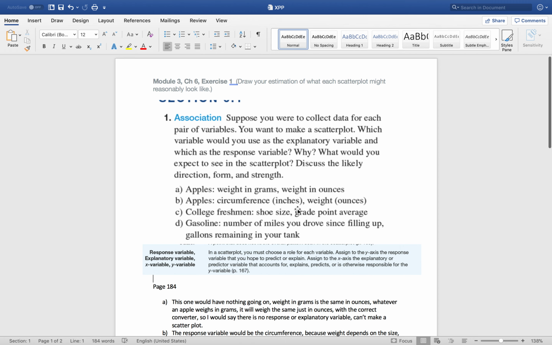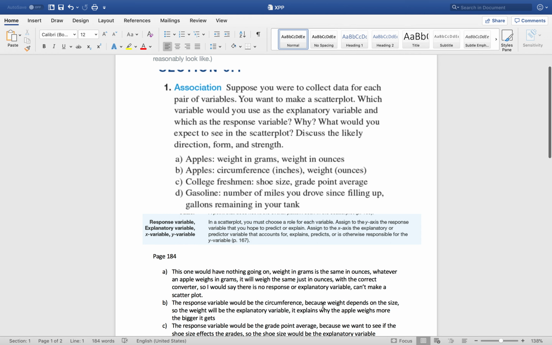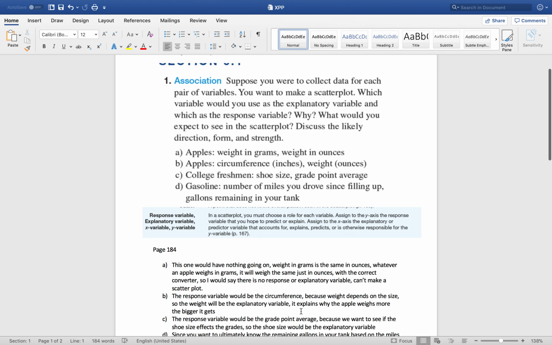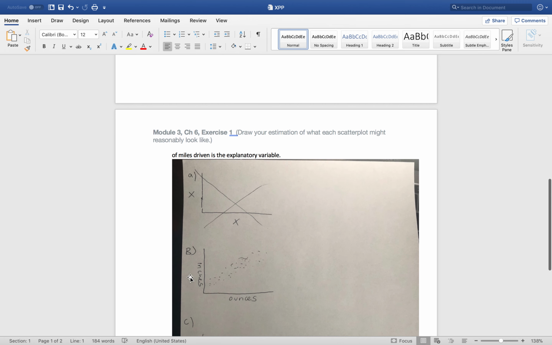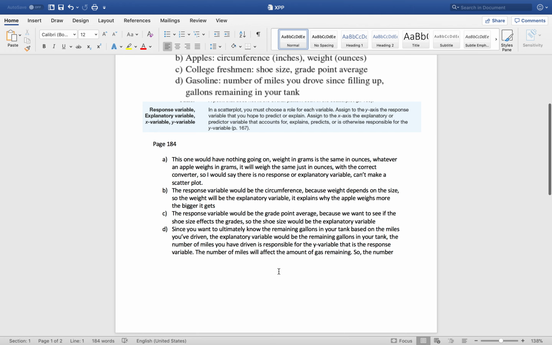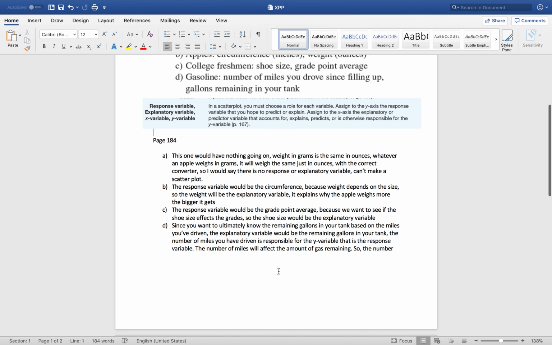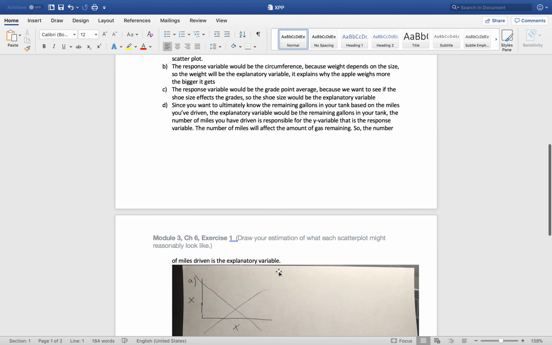So for B, apples, circumference in inches and weight in ounces. I said the response variable would be the circumference because weight depends on the size. So the weight will be the explanatory variable. It explains why the apple is bigger the more it weighs, if that makes sense. So the response variable would be circumference, in inches, and the explanatory would be the weight in ounces, because the weight depends on the size. So basically, weight is the explanatory variable, and the weight kind of explains why the size is so big.